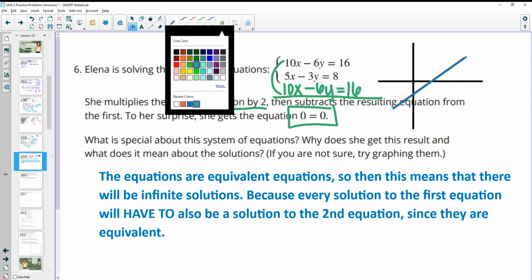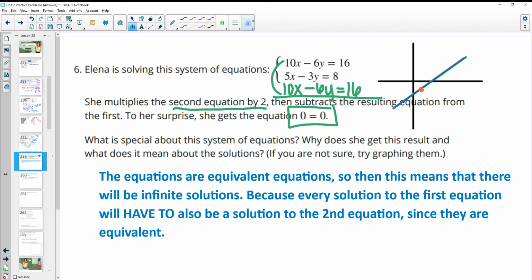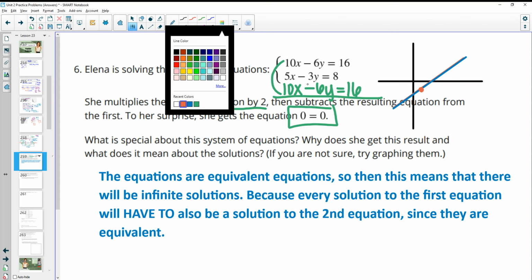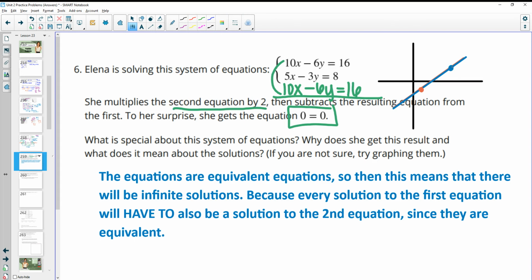So if it's a solution to the orange one, right, which is under there, it would be right here, which then that is also sitting on the blue line. And if you had a solution to the blue equation, okay, it's also going to be a solution to the orange under there. So that's why there's infinite solutions.